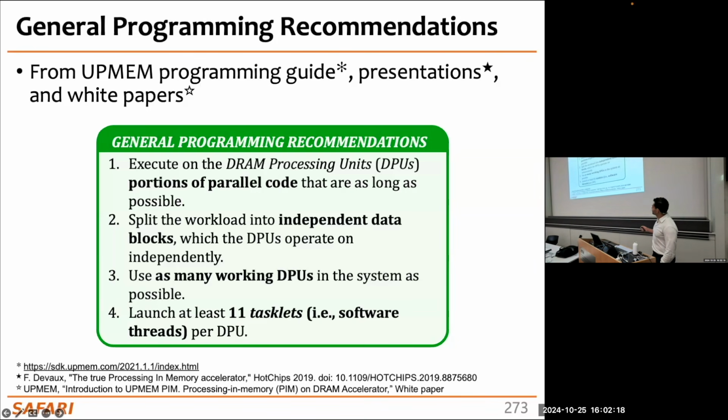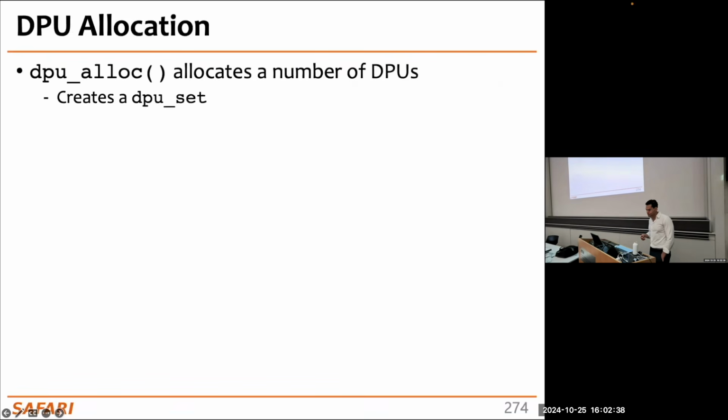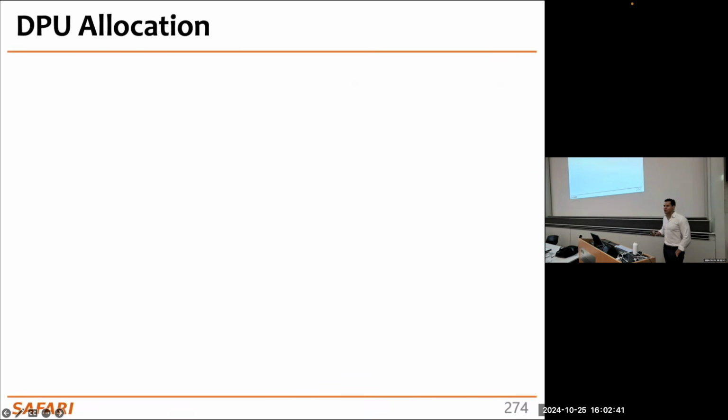So you should work with as many DPUs as available in the system. This is again a throughput-oriented processor, and you want to use as much throughput as possible. And as I mentioned, you want to launch at least 11 software tasks, software threads, per DPU, so you can fully utilize the pipeline slots of the DPU. The way that you program this is by using a series of APIs that the SDK provides, and here I'm going to list the key ones that you're going to use during Lab 3.